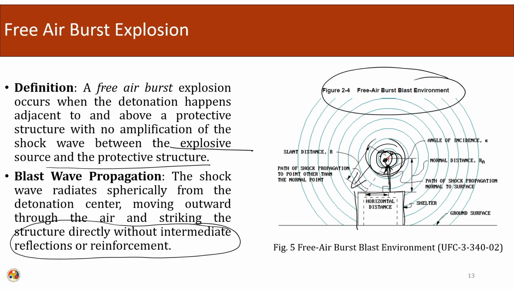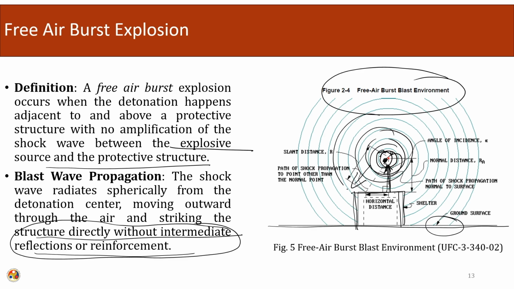So, if the explosion occurs nearby a structure and above it, and there are no reflections in the blast wave propagation, then it is categorized as a free air burst explosion. And this is the ground surface. So, even from the ground surface or after hitting the structure, there is no effect of reflections, and it is propagating spherically. So, this is called a free air burst explosion.